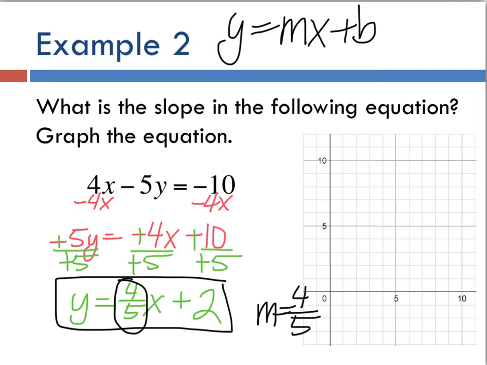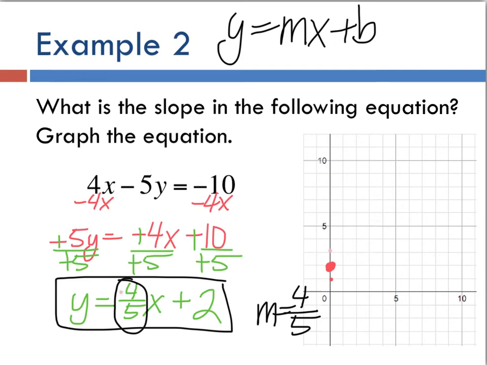So now how do we graph this? Again, looking at this equation from right here, this is going to help us graph and find the slope very easily. Our y-intercept is positive 2. Let me get a different color. Let's do purple. Let's do red. Y equals positive 2. 1, 2. Here's our y-intercept.